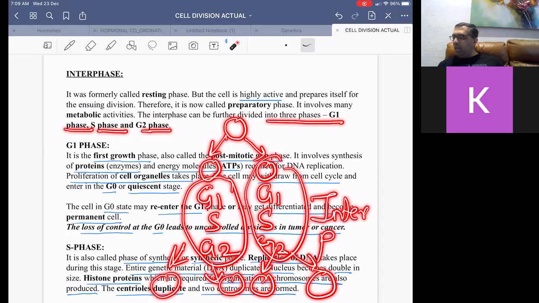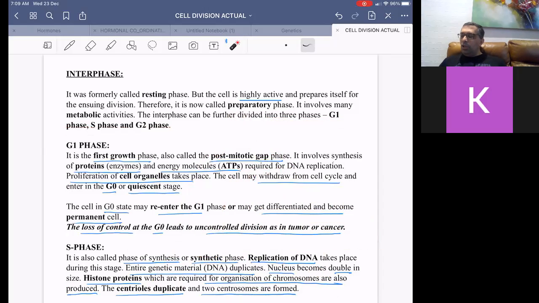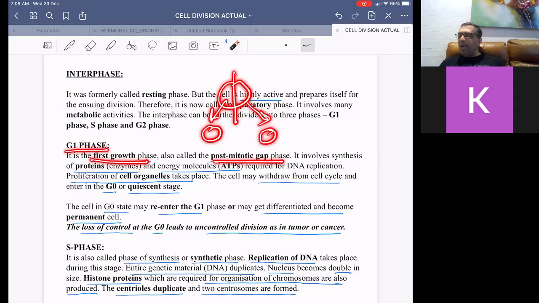इंटरफेस में हुए G1, S, and G2, which are the preparatory phases. And what are these phases? G1 phase is the first growth phase, which is also called as the post-mitotic gap phase. So, samjho a cell has divided to form two daughter cells. The cytoplasmic volume has become half because one cell has become two daughter cells. Cytoplasm आधा आधा हो गया है.